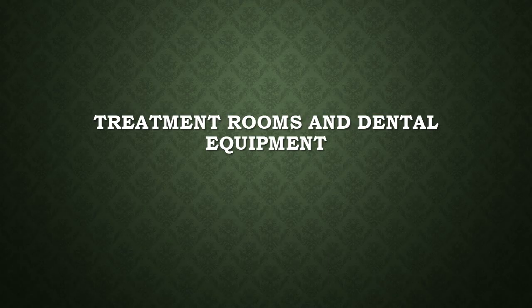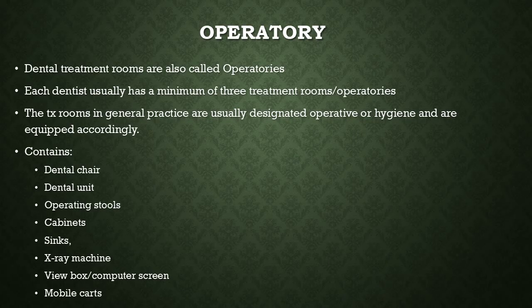Treatment rooms and dental equipment. Dental treatment rooms are also called operatories. Each dentist usually has a minimum of 3 treatment rooms, or operatories. The treatment rooms in general practice are usually designed as operative or hygiene and are equipped accordingly. Contains dental chair, dental unit, operating tools, cabinets, sinks, X-ray machine, view box, computer screen, mobile carts.